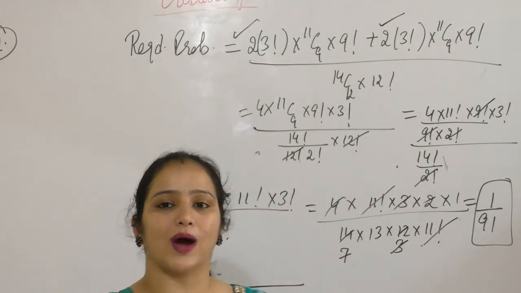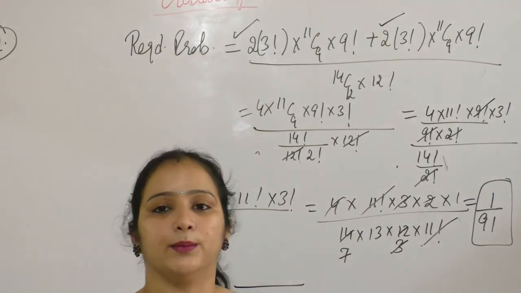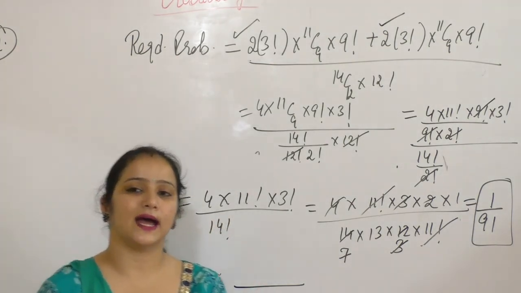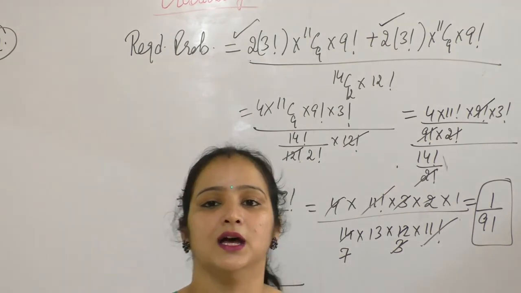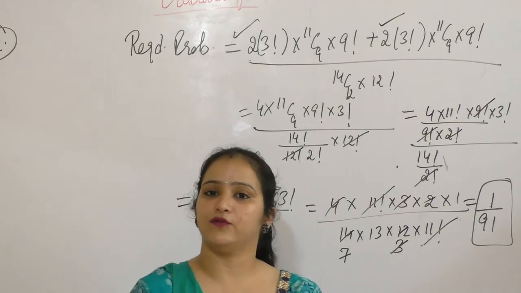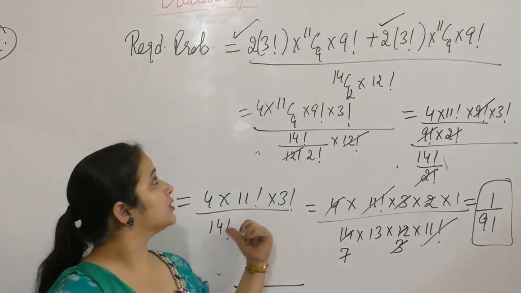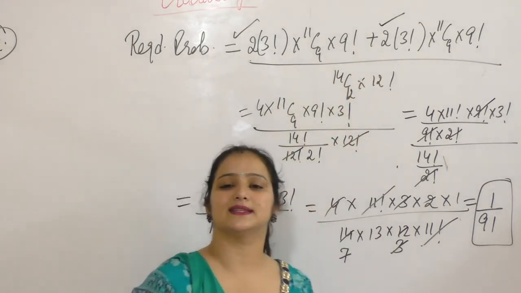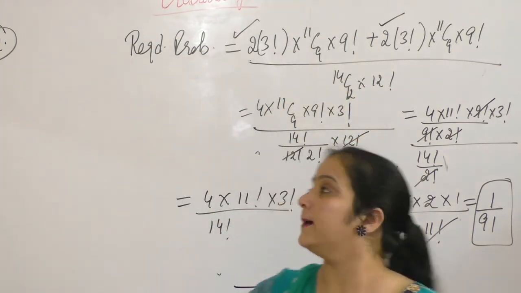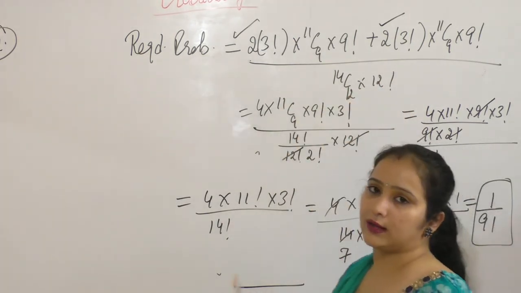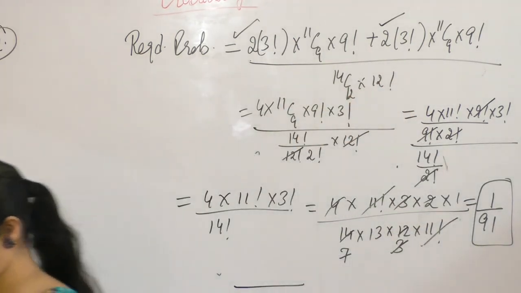Now the number of boys is 9 and the number of seats remaining is 11. So we have to arrange the 9 boys on 11 seats, and we can arrange them in 11C9 into 9 factorial ways. So the required probability is 2 into 3 factorial into 11C9 into 9 factorial, plus the same for the second van, upon the total number of arrangements. Note it down.